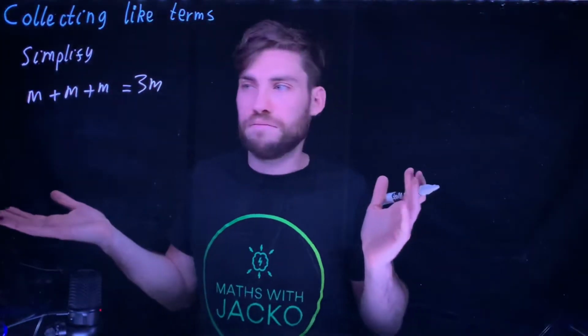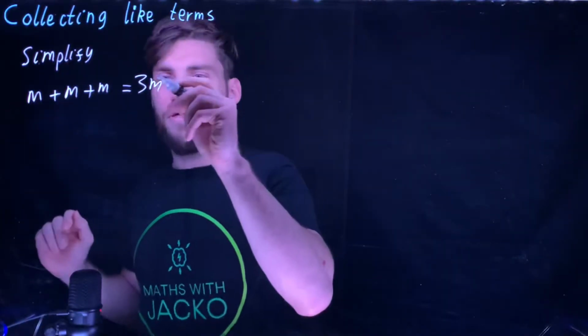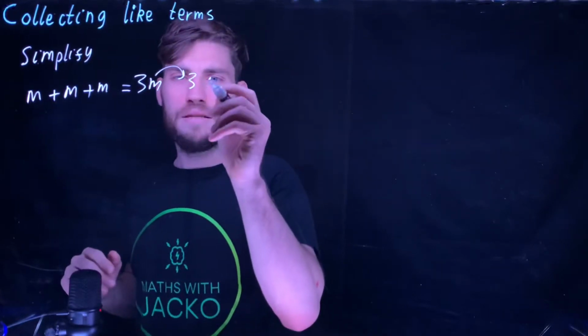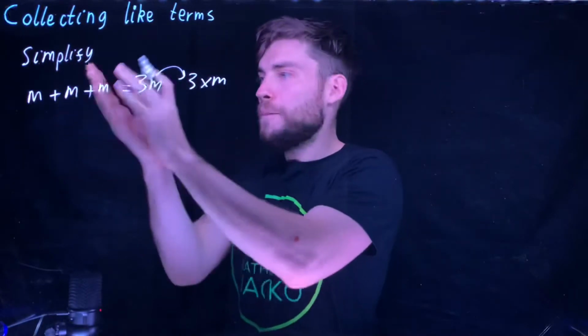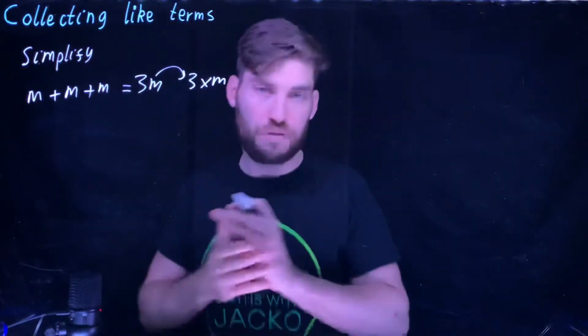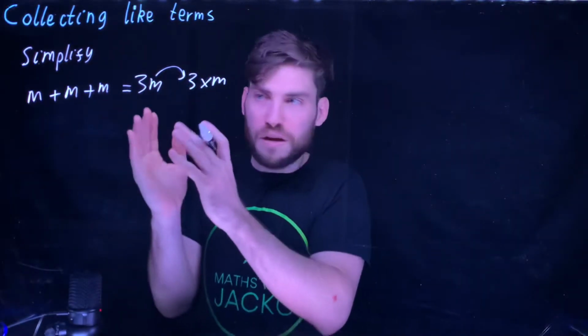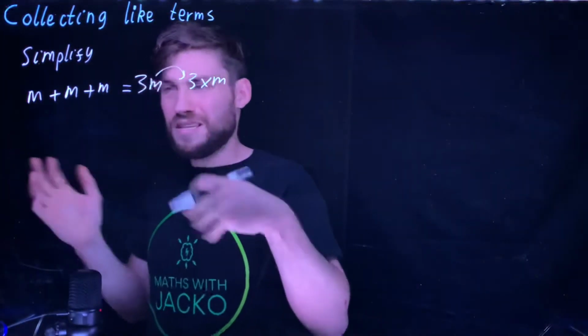And that's it. That's literally it. In an exam, that's all you have to do. And 3M, remember, a number next to a letter means 3 multiplied by that letter. That's all it means. M plus M plus M equals 3M. Yeah, this is its basic form. I know it can get harder, which I'll take you through, but this is it.